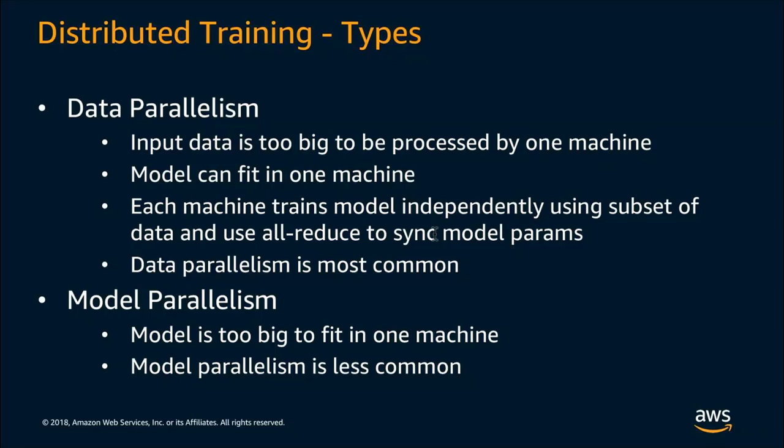The second type is model parallelism. In this case, the model is too big to fit in one machine and has to be spread out to multiple machines. Model parallelism is less common, so we'll be focusing mostly on using data parallelism.